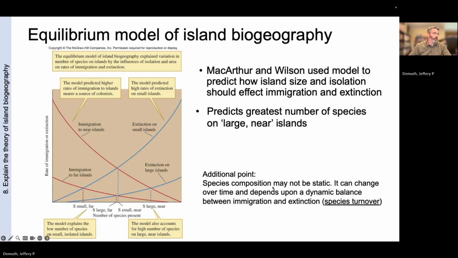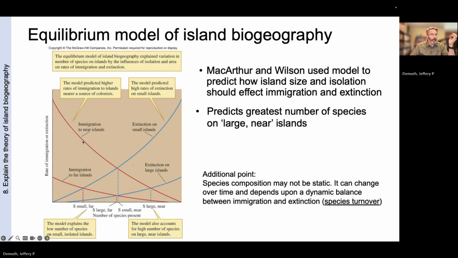So how does the island area affect this? Here we can see the immigration rate for a nearby island. So this is an island that is near to, if you think of it as islands in the ocean, for example, it's near to the mainland. But you could also think of it as lakes that are nearby to other bigger lakes, just as an example.